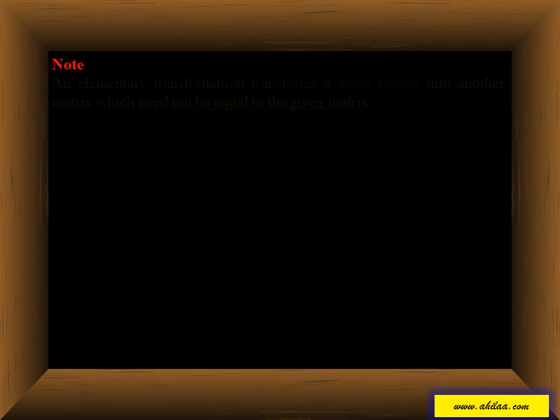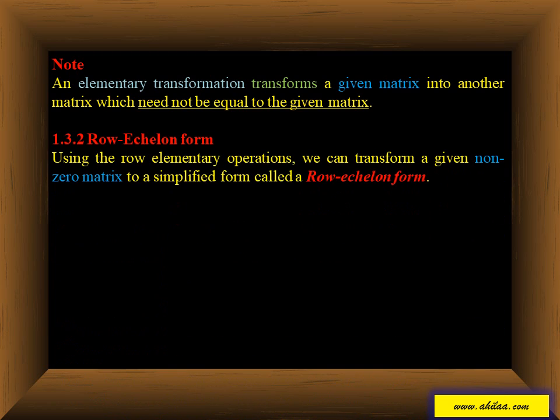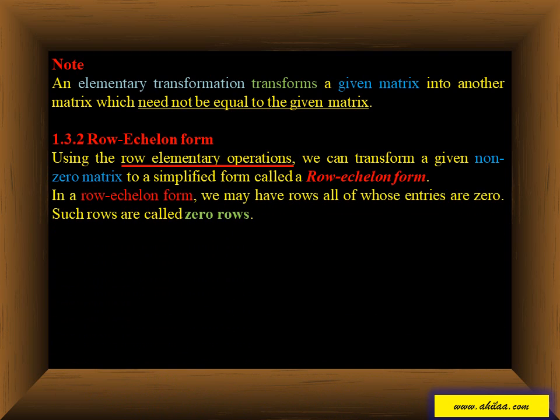Let us see the note. An elementary transformation transforms a given matrix into another matrix which need not be equal to the given matrix. So, row-echelon form. Using the row elementary operations, we can transform a given non-zero matrix to a simplified form called a row-echelon form. Making use of row elementary operations, we try to get the row-echelon form.